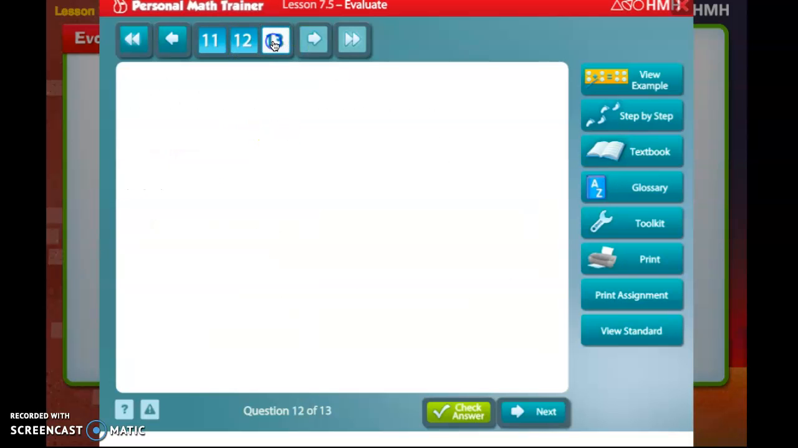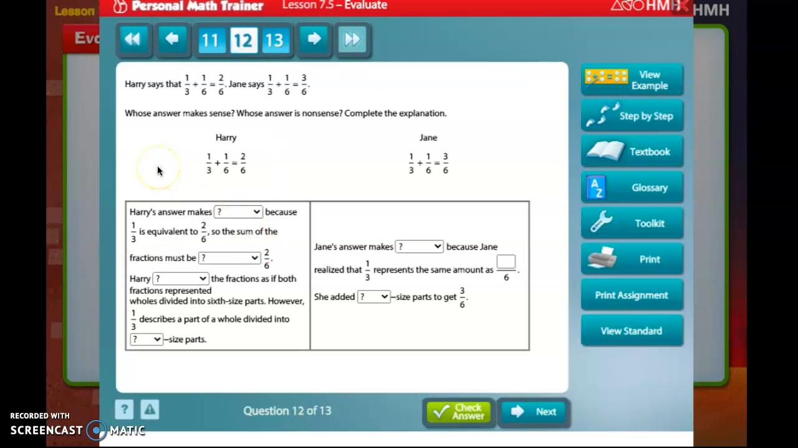Okay, what we have left is numbers 12 and 13, and that's what I'm going to go over today. So let's start with number 12. Harry says that 1/3 plus 1/6 equals 2 over 6. Jane says that 1/3 plus 1/6 equals 3 over 6. Whose answer makes sense? Whose answer is nonsense? Complete the explanation. Okay, so we have Harry and we have Jane.